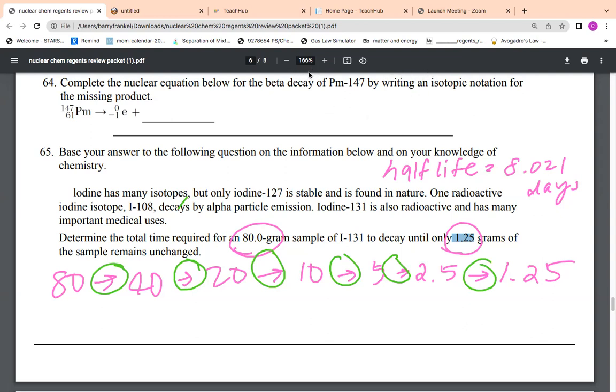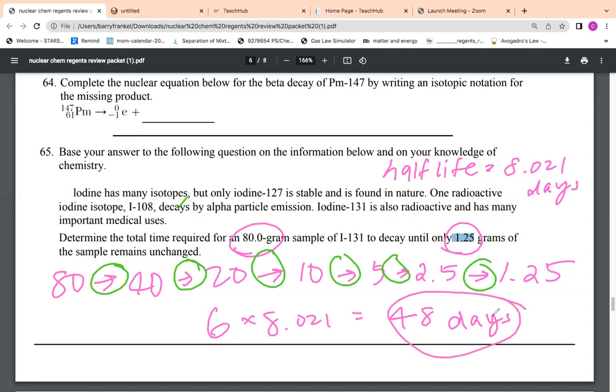Okay. So we decayed 6 times, and each half-life takes 8.021 days. And we did this 6 times, so you just multiply them. This comes out to about 48 days. There is a decimal, but you can round to 48. You can also round to, I think, 48.1 it comes out to. But 48 is good enough.